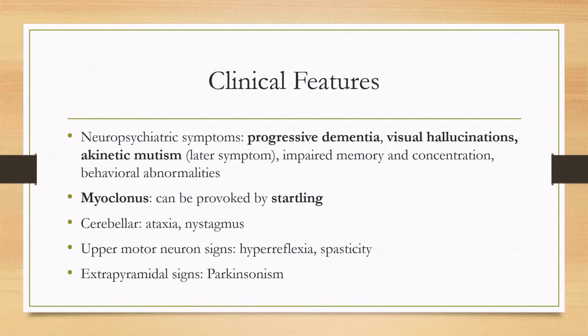One symptom that is commonly tested is myoclonus, which can particularly be provoked by startling them. There can also be cerebellar signs such as ataxia and nystagmus. There can be upper motor neuron signs. They can have hyperreflexia and spasticity, and there can also be extrapyramidal signs such as Parkinsonism.